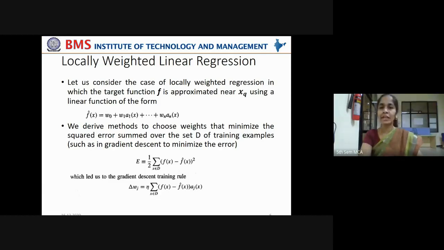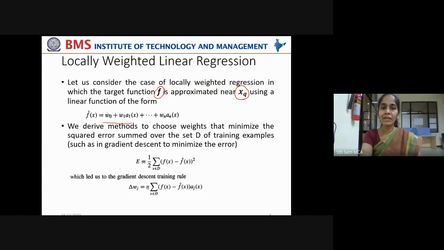The target function will always be a linear equation in case of linear regression, right? So let us take the target function as f, which is approximated near xq. Remember, it is approximated only with respect to that particular new instance xq using a linear function of the form. How does it appear? f cap of x. f cap means estimated value of x. How is it represented? It is represented as a linear combination of weights and the attributes, the attributes and the weights assigned to those attributes.